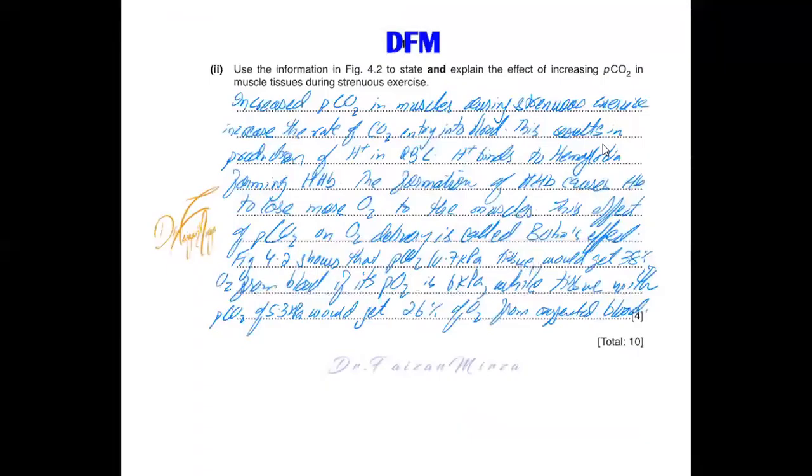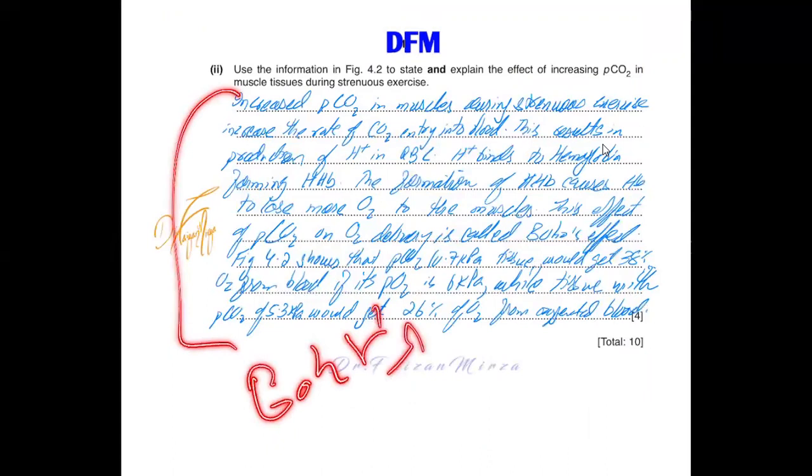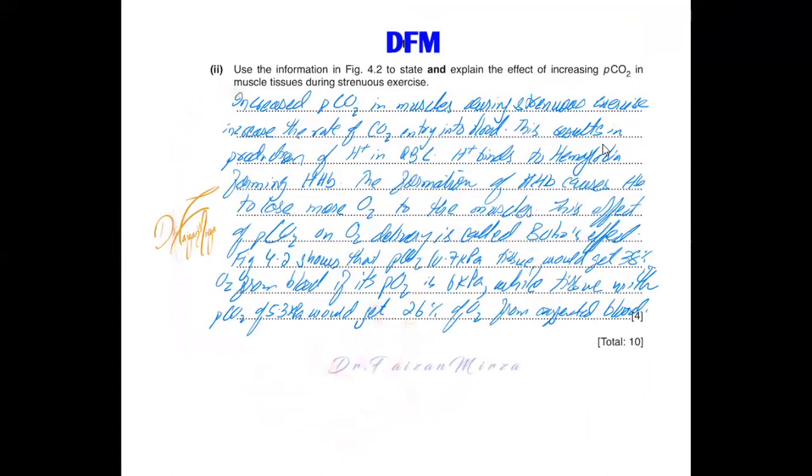Use the information in figure 4.2 to state and explain the effect of increasing PCO2 in muscle during strenuous exercise. Just need to explain Bohr's effect, how in Bohr's effect you have more haemoglobinic acid forming and more O2 gets delivered. So increasing PCO2 in the muscle during strenuous exercise increases the rate of CO2 entering the blood. When more CO2 enters, there's production of H plus ions in the red blood cell. H plus binds to hemoglobin forming HHb. The formation of HHb causes hemoglobin to lose more oxygen to the muscles. This effect of PCO2 on oxygen delivery is called Bohr's effect.